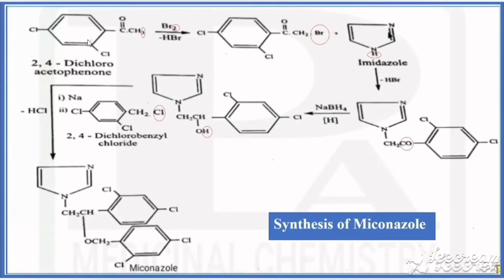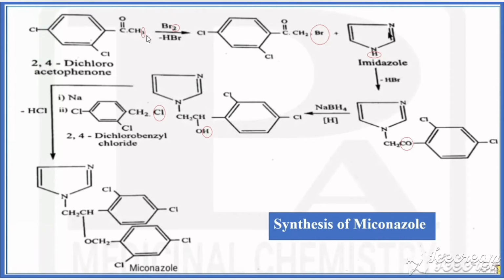So for this we have taken the starting material as 2,4-dichloroacetophenone. What is acetophenone? C6H5COCH3 is called acetophenone, and in the phenyl ring second and fourth we have chlorine, that is called as 2,4-dichloroacetophenone. So now this undergoes bromination by means of bromine.